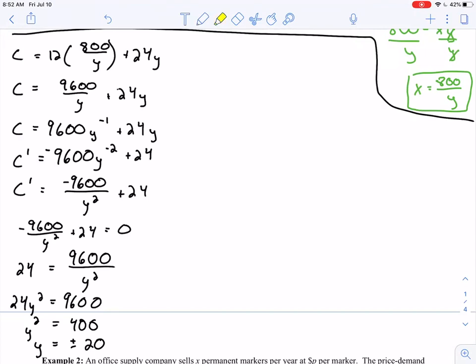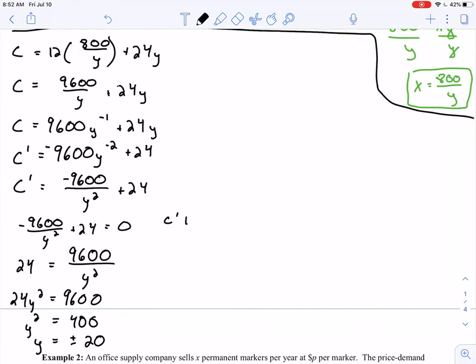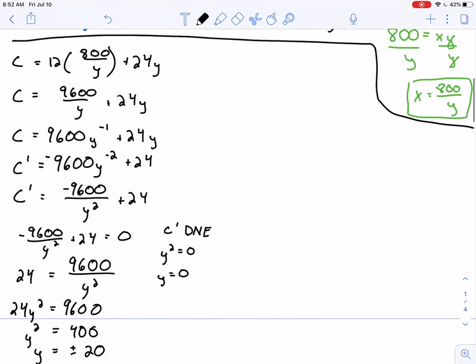So we said we wanted to find the critical numbers, which means we took the derivative and set it equal to 0. Remember, we also want to think about places where c prime does not exist. In this case, I'm just going to take y squared and set that equal to 0, and that gives me y equals 0. So these appear to be my three critical numbers: 0, positive 20, and negative 20.